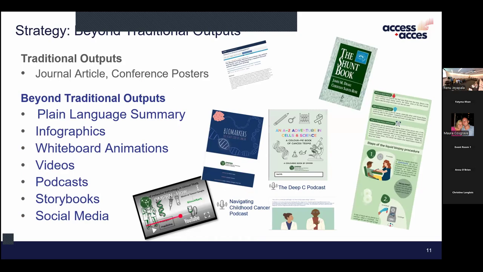And this is it. I don't know if you can make it out, beyond traditional outputs. So all of these are considered non-traditional outputs, except of course the academic paper there. Consider the auditory learners. Podcasts can be really helpful. So your work, your research, is important outside of the science community.